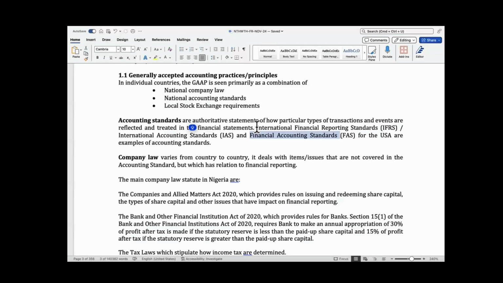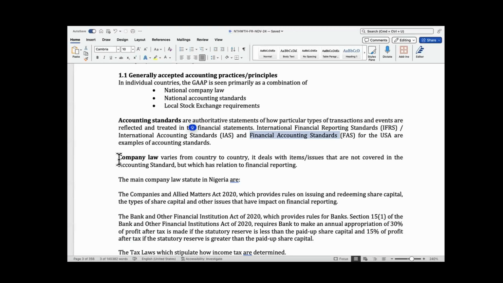Since that is the accounting standard we use in Nigeria, for me, you just need to know that when we talk about GAAP, one of GAAP is accounting standard. An accounting standard is what would prescribe how we treat transactions in the financial statement. It's the accounting standard that will tell us how. Another GAAP is the company law.